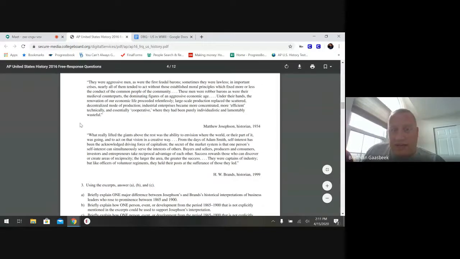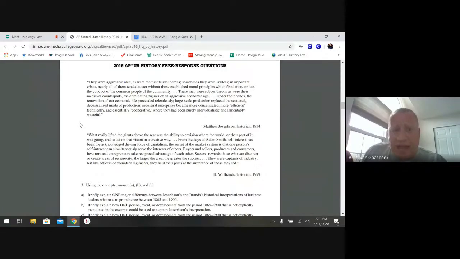The New Deal is in full swing, but it's still very early in the Great Depression. And so, of course, the document says they were aggressive men, as were the first feudal barons. Sometimes they were lawless in important crises. Nearly all of them tended to act without those established moral principles which fix more or less the conduct of the common people of the community. These men were robber barons, as were their medieval counterparts, the dominating figures of aggressive economic age. Under their hands, the renovation of our economic life proceeded relentlessly. Large-scale production replaced the scattered, decentralized mode of production. Industrial enterprises became more concentrated, more efficient technically, and essentially cooperative, where they had been purely individualistic and lamentably wasteful.